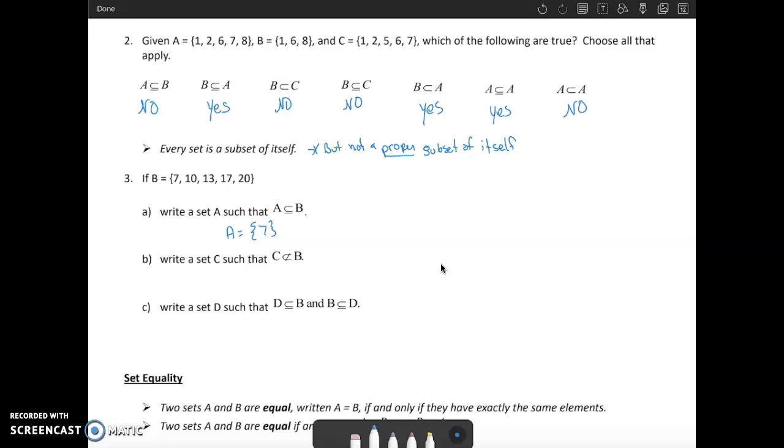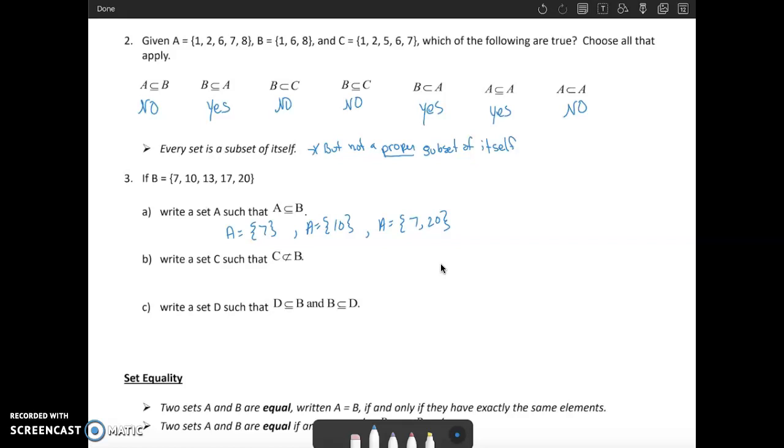I could make a different set A that is just the element 10, perhaps. 10 is in A, 10 is also in B. Or I could do any combination. So there are lots of choices here. Maybe I do A is the set of elements 7 and 20. Well, that would pass because both 7 and 20 are in A, and those are also in B. Okay, so there would be lots of options there.